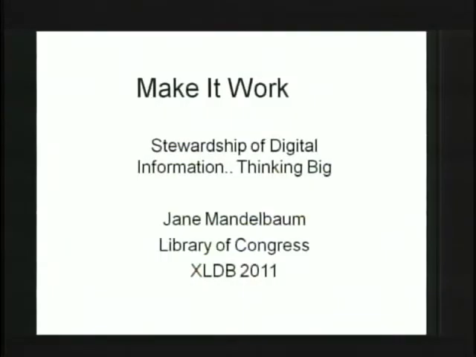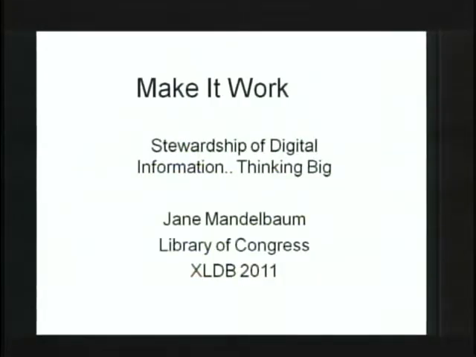Jane Mandelbaum from the Library of Congress. I'm going to talk about some practical solutions that we're currently doing in the area of digital preservation of the data, whether it's in a database, whether it's not in a database, we don't really care.